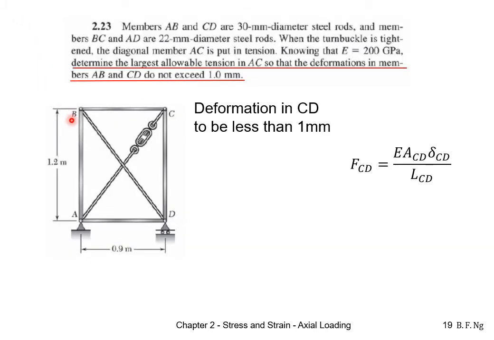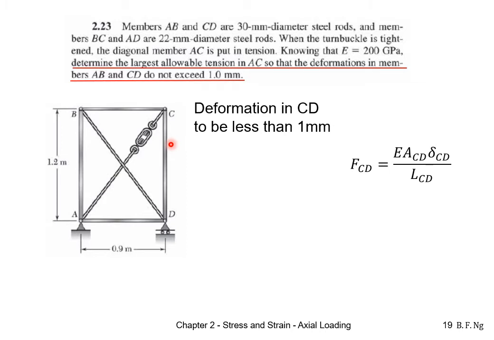In this question, we have a rectangular frame ABCD with additional rods that form an X in the middle. The diameter of the rods are given. The diagonal AC itself has a turnbuckle. When tightened, the turnbuckle pulls both ends closer to each other such that AC itself is in tension.